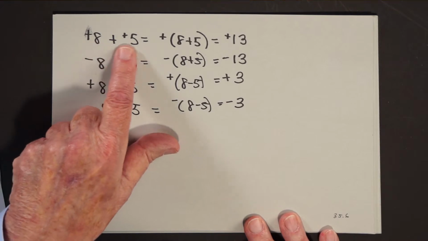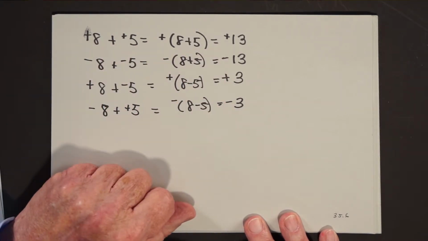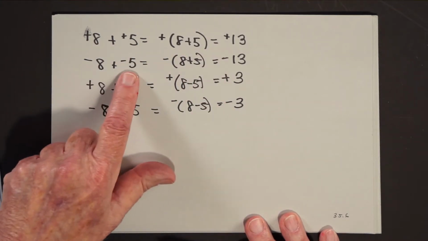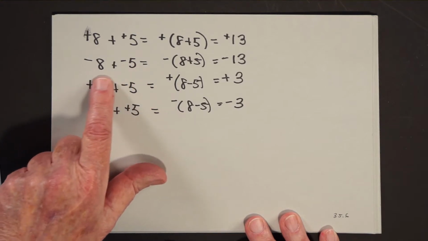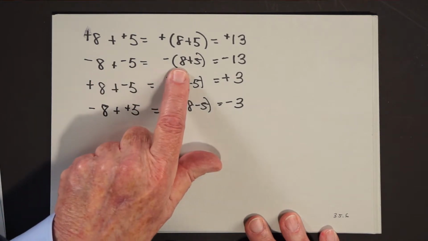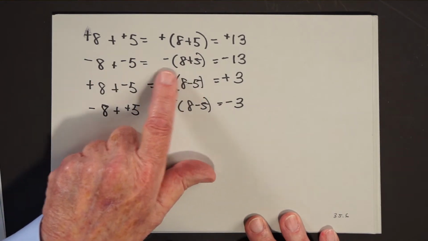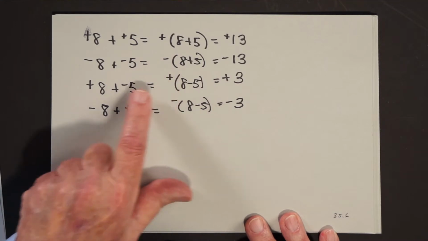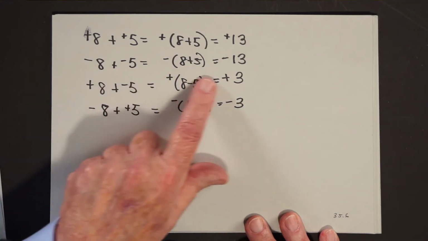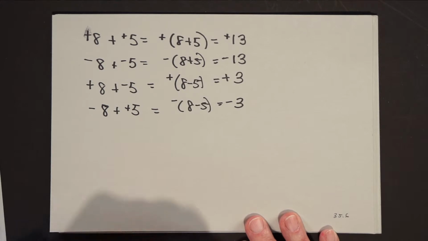So positive 8 plus positive 5 is positive 13. Negative 8 plus negative 5, again, the numbers have the same sign, so you add the magnitudes, 8 and 5, keep the common sign, which is negative. So negative 8 plus negative 5 is negative 13.